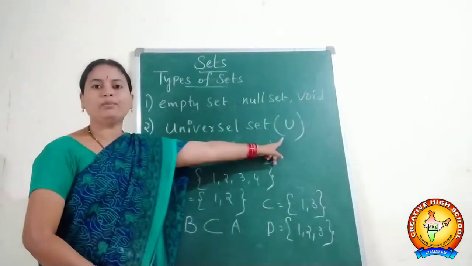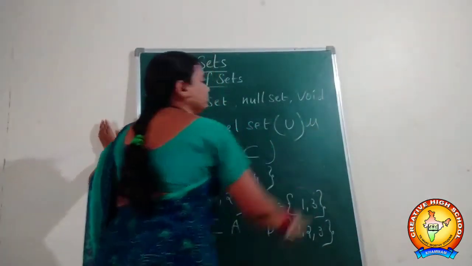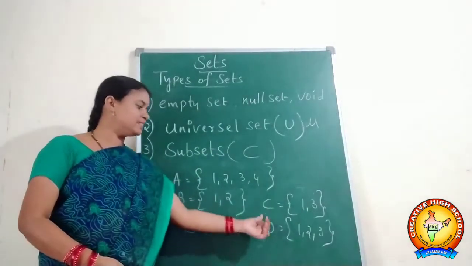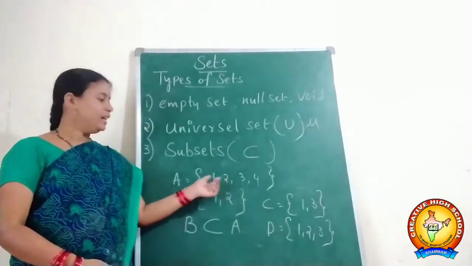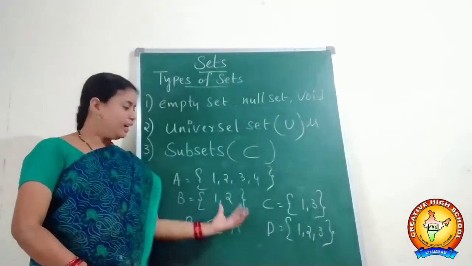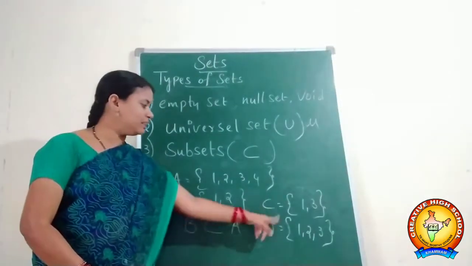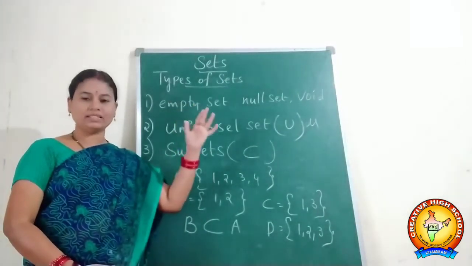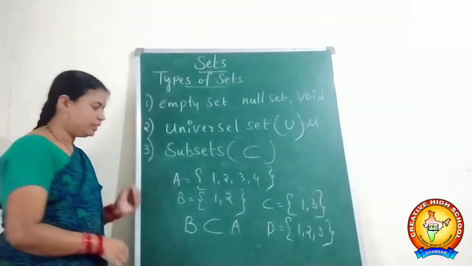It is denoted by U or mu. And set B, set C, set D are called subsets of the set A. Okay, A is called the universal set of all these small sets. Because if you observe set B, set C and set D, all the elements are present in set A. So set A is the universal set, and set B, set C, set D are called the subsets of set A.